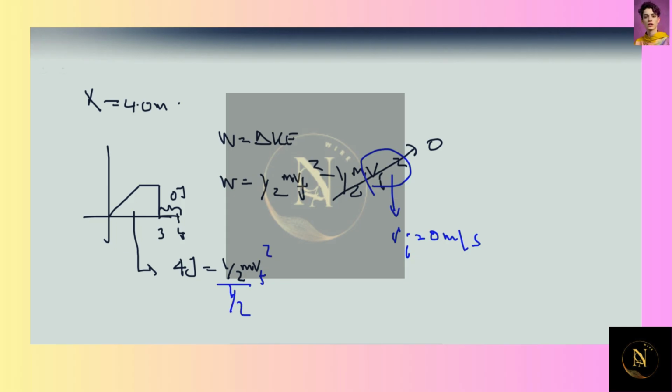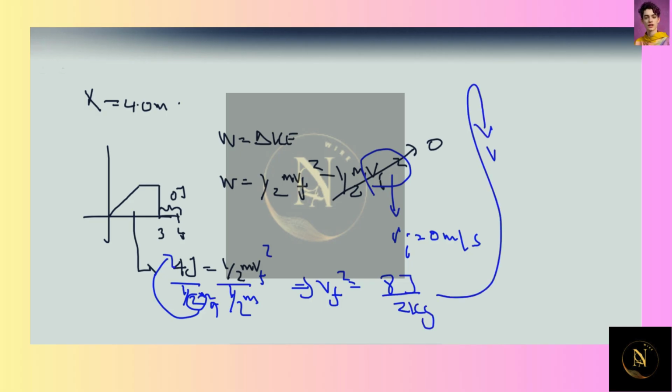V final squared, 1/2 mv final squared. We divide both sides by 1/2 m, so it's similar to the previous problem. So we have V final squared equals, and don't forget the mass, which is 2 kilograms, the mass of the car model. And so we have 8 joules over 2 kilograms. We get the square root of that. So V final is the square root of 8 joules over 2 kilograms, and that gives us a final velocity of 2 meters per second again.